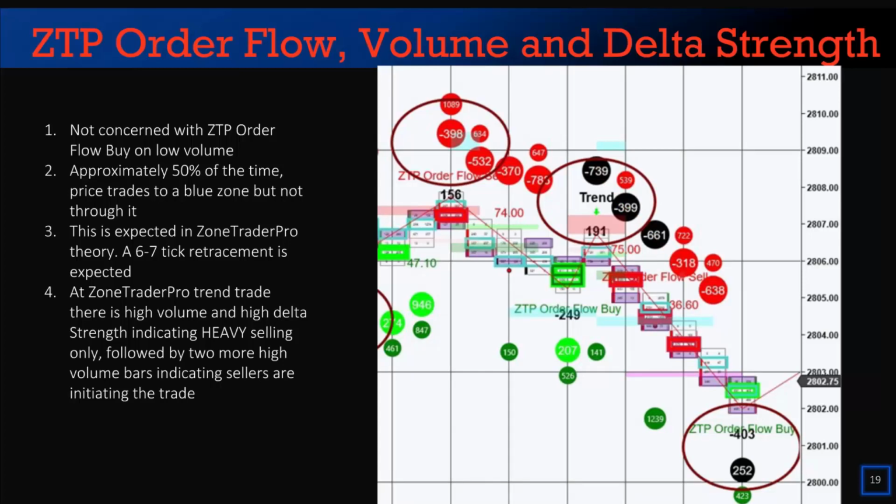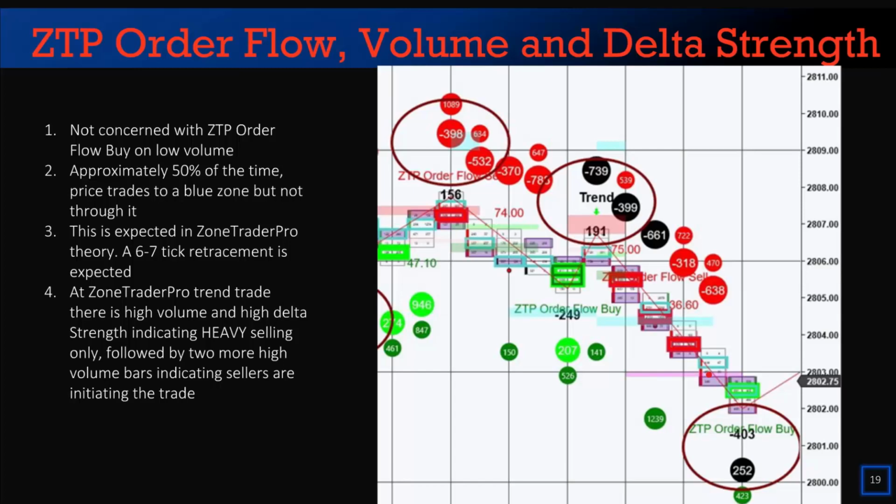So if I am in a trade from back here, I've maybe added to it here, and I see these numbers coming out on high volume and high strength, this is a time where I might want to consider moving my target from here at my blue zone and moving it down to the next target zone down here at 2803 and trying to get a couple extra points out of this.